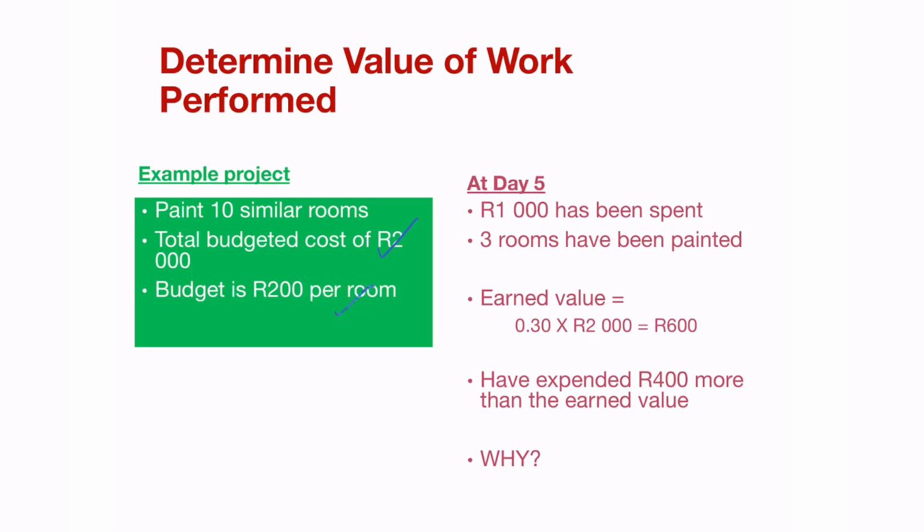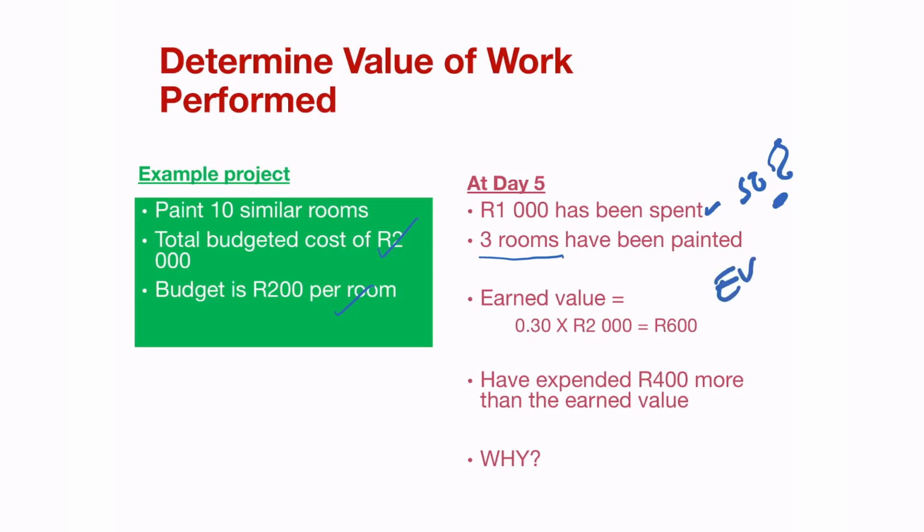At day 5, 1,000 Rand has been spent. Now you've got a total budget of 2,000 Rand, so that means 50% of the budget has already been spent. But only 3 rooms have been painted out of the 10.